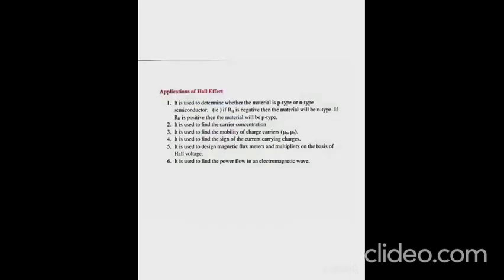Applications of Hall effect. It is used to determine whether the material is a p-type or n-type semiconductor. If RH is negative, then the material will be n-type. If RH is positive, then the material will be p-type. Second, it is used to find the carrier concentration, the mobility of charge carriers mu e, mu h, and the sign of current carrying charges. It is used to design magnetic flux meters and multipliers on the basis of Hall voltage. The last one is that it is used to find the power flow in an electromagnetic wave.